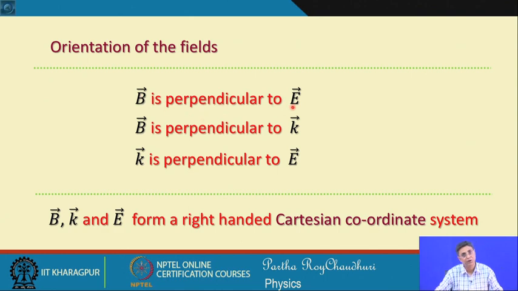B is perpendicular to E, B is perpendicular to K, and also K is perpendicular to E. This means that B, K, E, all of them are perpendicular to each other, all of them are at right angles to each other, and they form a right handed Cartesian coordinate system. We will see how they are connected to each other in terms of the direction, in terms of the coordinate axis.